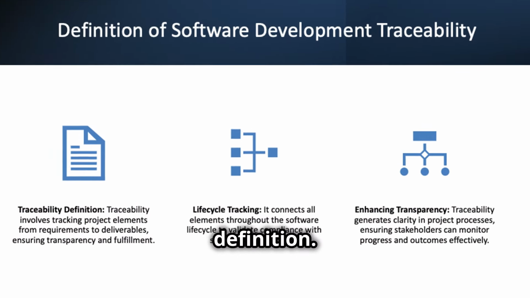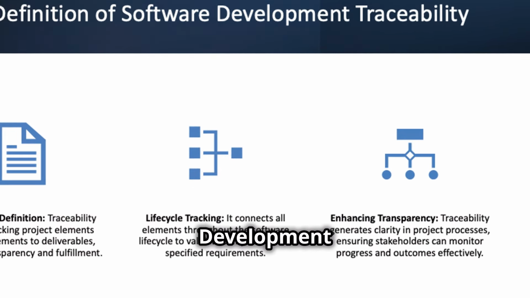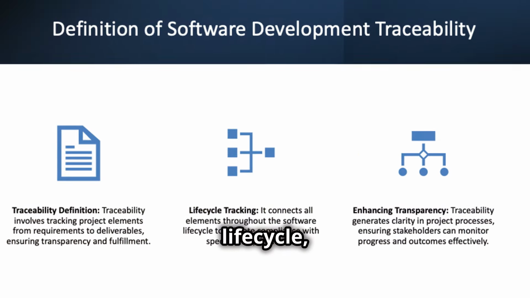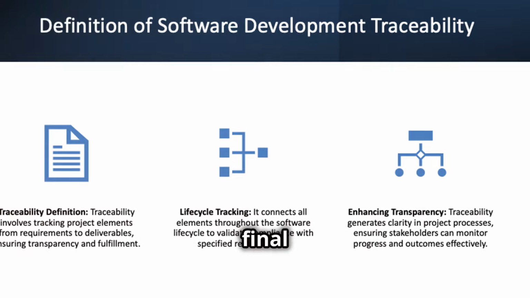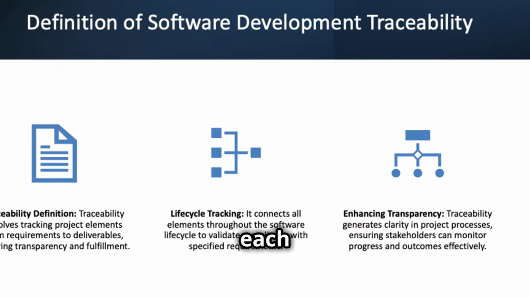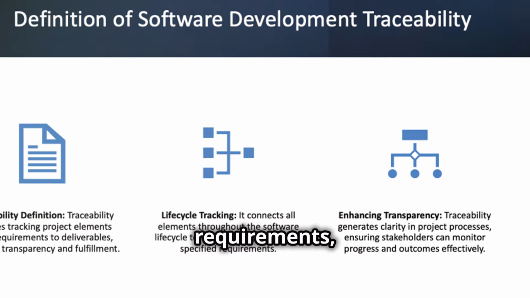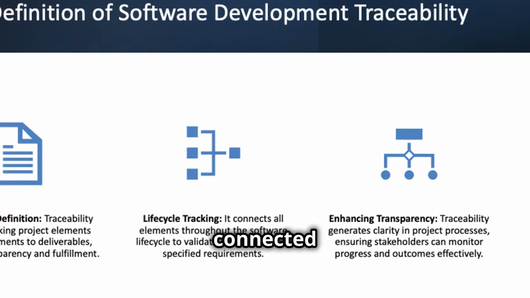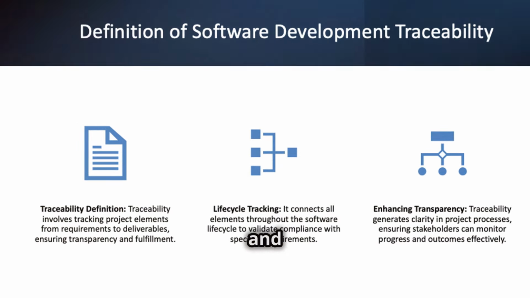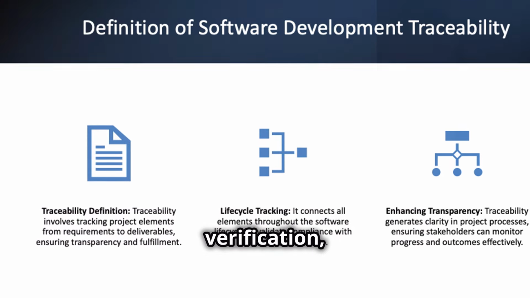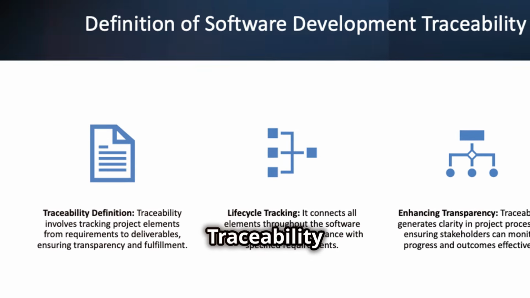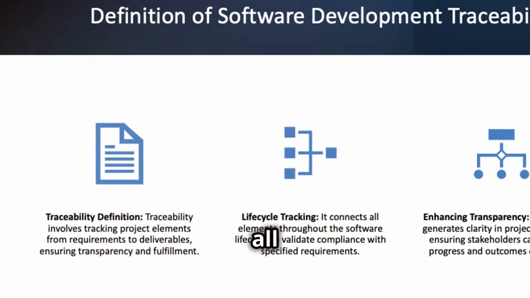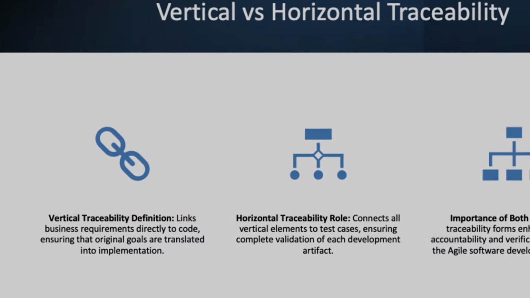First, a definition. Traceability in software development refers to tracking and linking various elements of a project throughout its lifecycle, from initial requirements to final deliverables. It ensures that each development artifact, such as requirements, design documents, code, and test cases, is connected and can be traced back to its origin and its implementation, verification, or deployment. Traceability provides transparency, aids in project management, and ensures all requirements are met and tested.